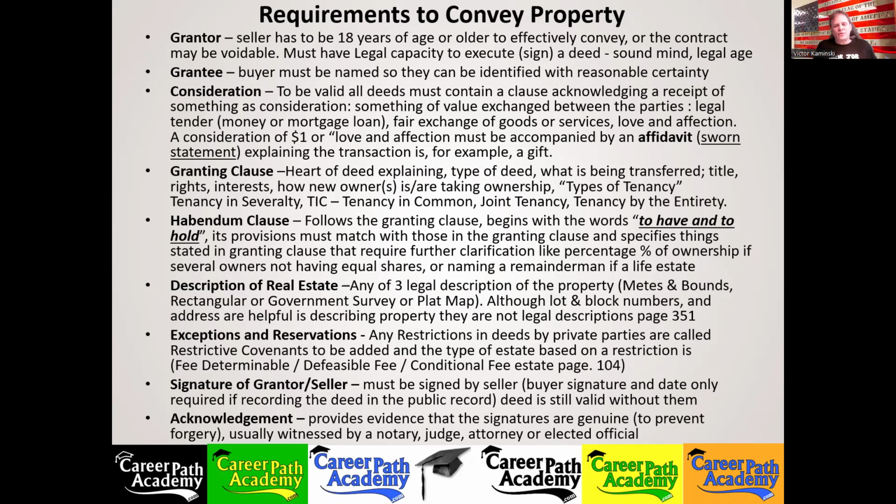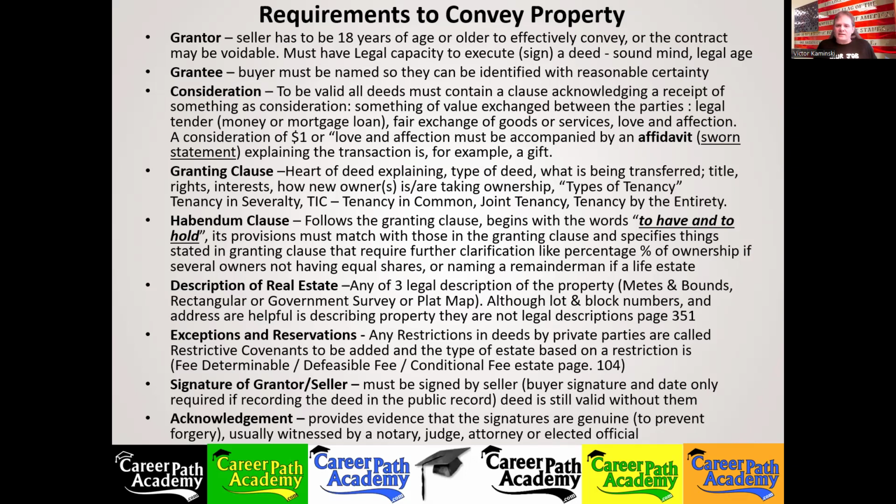So that's another term you need to know, acknowledgement. What is an acknowledgement? It's just a verification by a competent party, like a notary, judge, attorney, or elected official, that confirms that they know you, or they check your ID to verify who you are when signing a document. That's it.